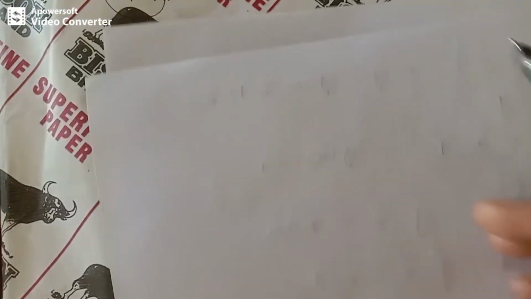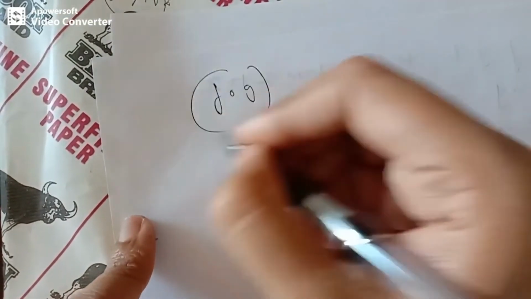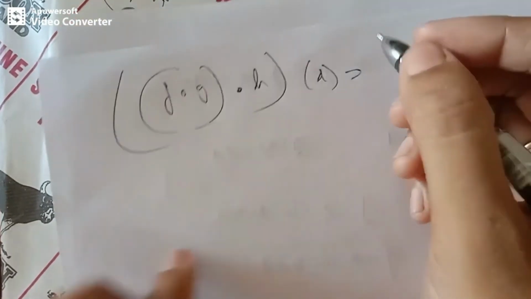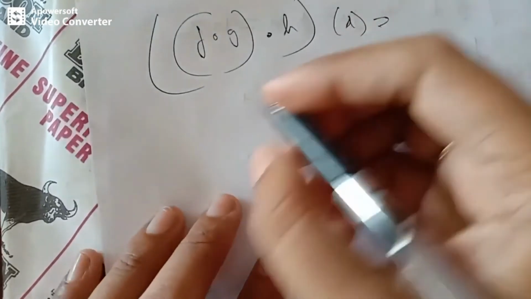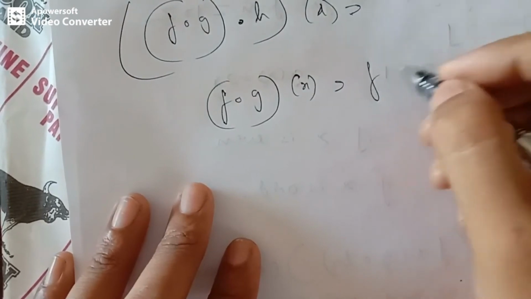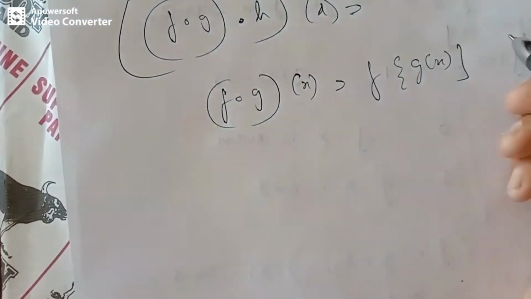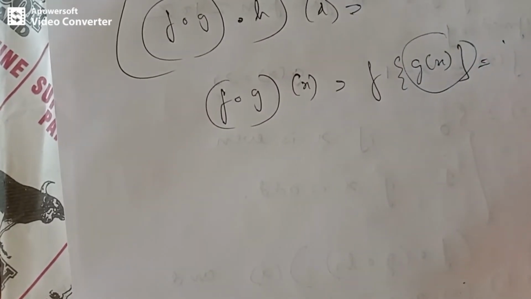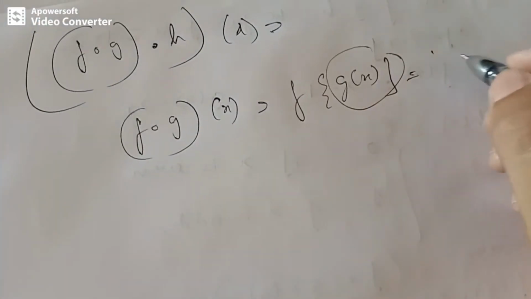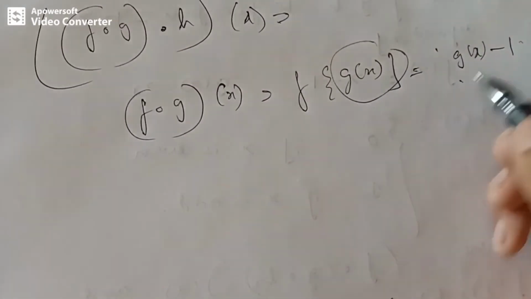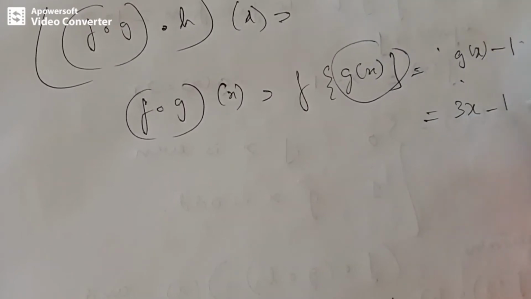So let's write now what is f composite g composite h of x. Before that we have to find out what is f composite g of x. We know that f composite g of x is nothing but f of g of x. We know what is f of x: f of x is x minus 1. So in place of x we are going to write g of x minus 1. And what is g of x? We know that it is 3x minus 1.